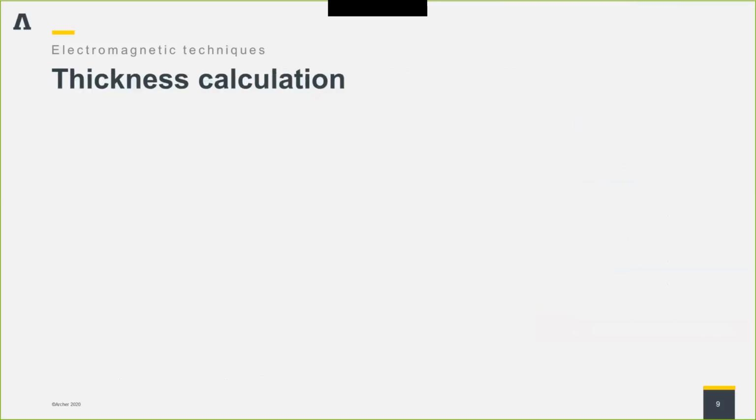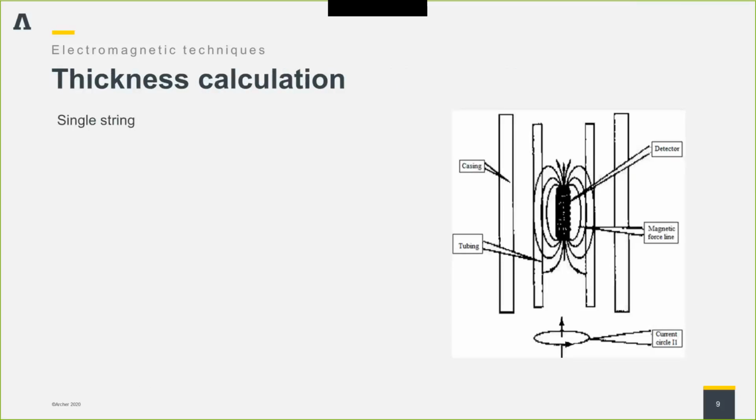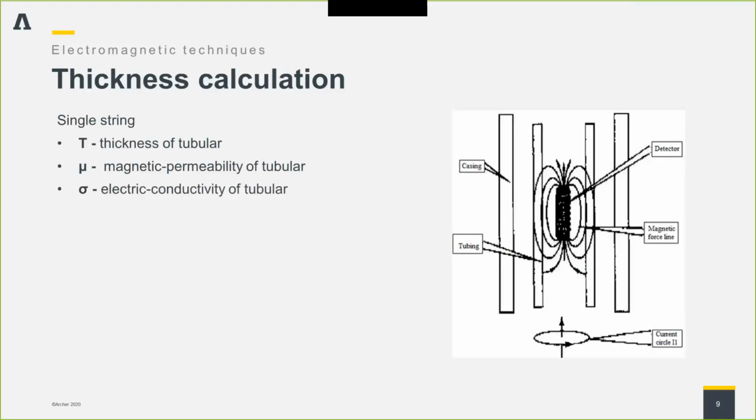So the thickness calculation. For a single string, it's quite straightforward. We use Faraday's law. So we're trying to find the thickness of the tubular. We need to know the magnetic permeability of the tubing. So we know the material of it, we know the magnetic permeability. We need to know the electric conductivity, because the current that's induced in it is going to depend on the conductivity of the metal. We need to know what the outer diameter of the tubular is nominally, because that affects the geometry. And we need to know what the well temperature is, because the temperature affects the other parameters.